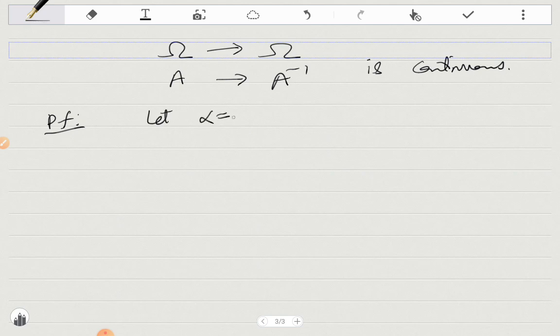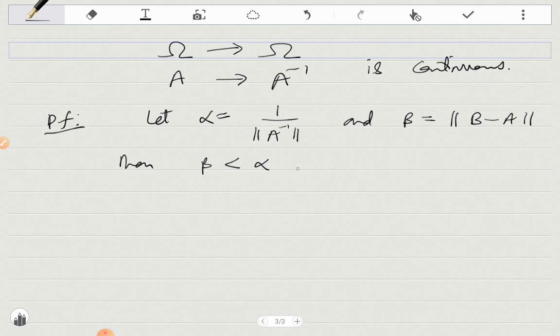So let alpha equal 1 over norm A inverse and beta equal norm B minus A. So the assumption is that beta is less than alpha by assumption. We would like to show that B is invertible as well. So let's show that in fact the kernel of B is empty.